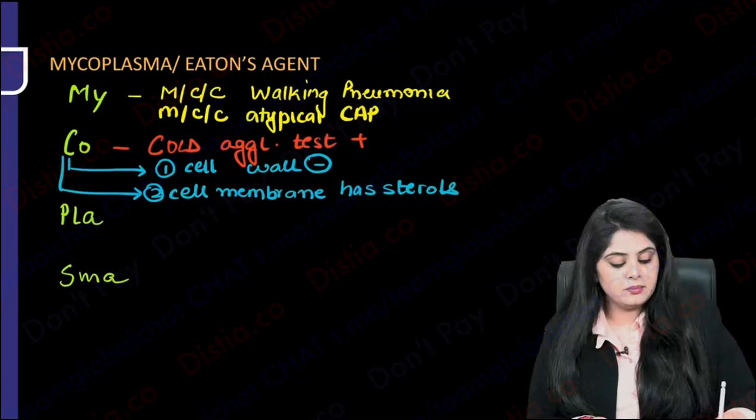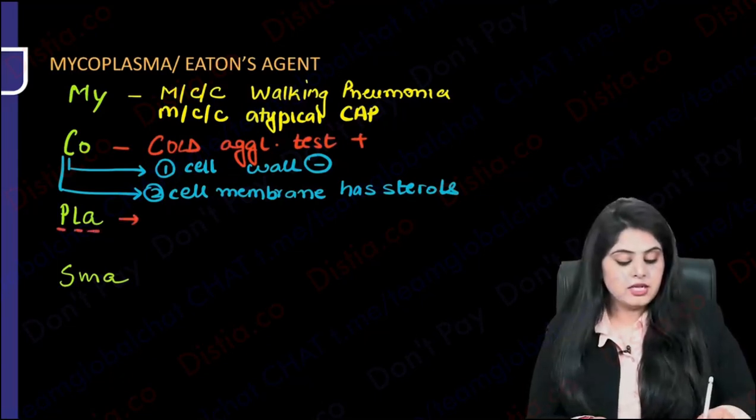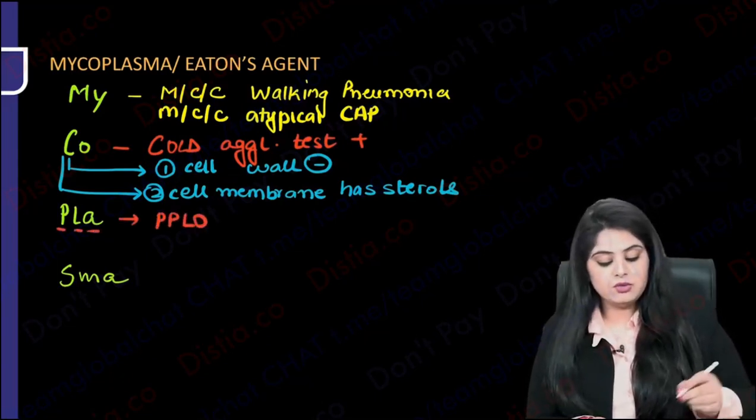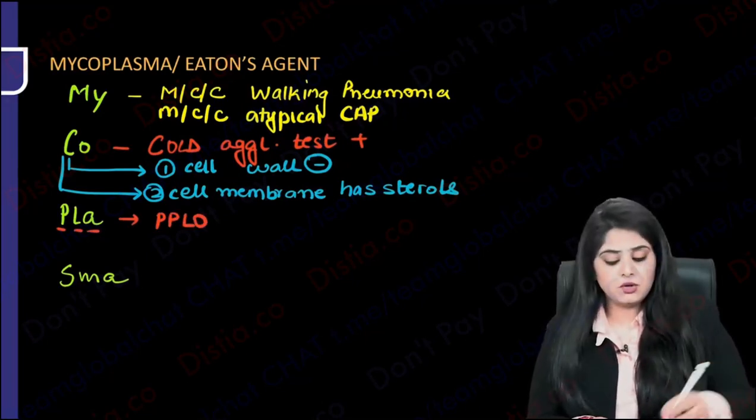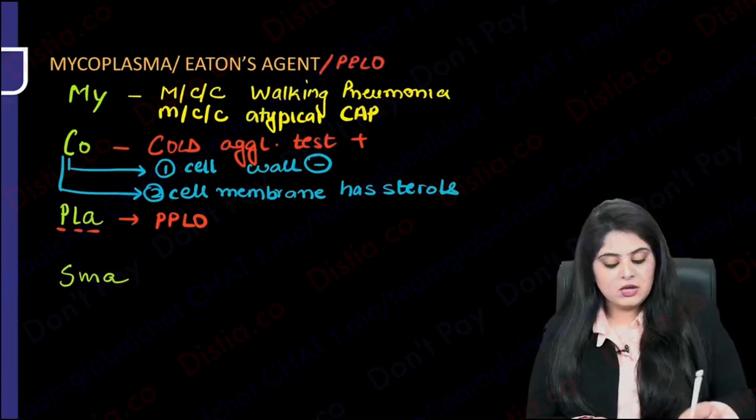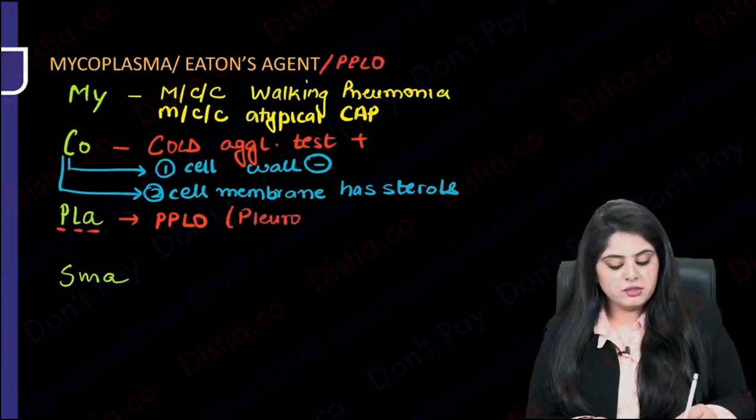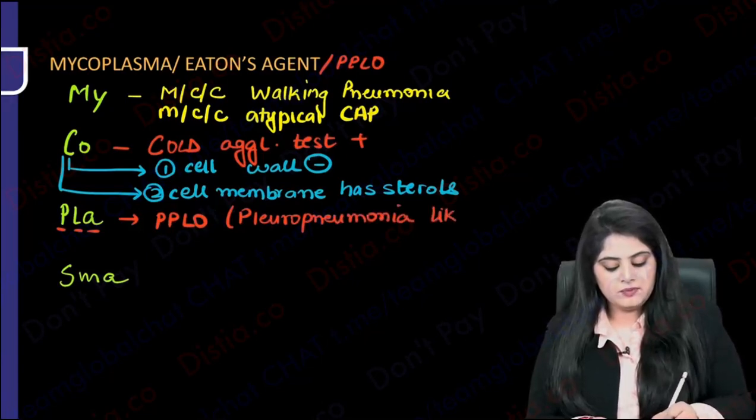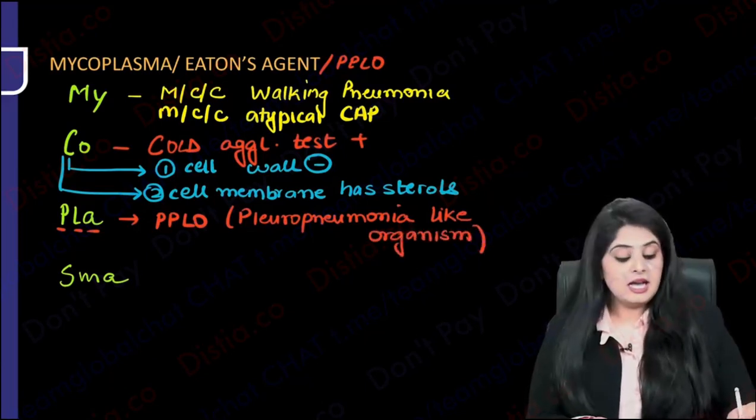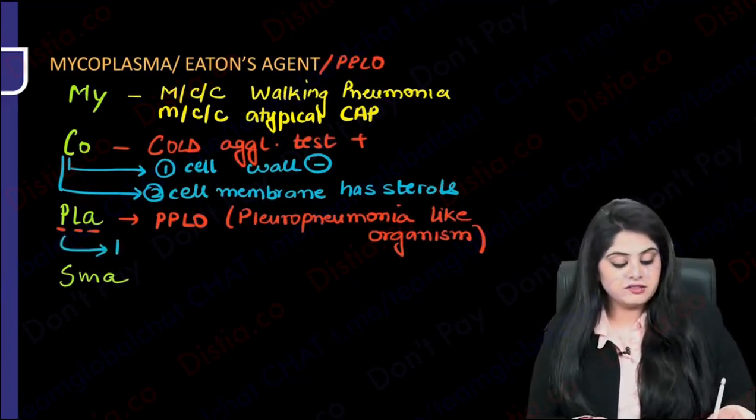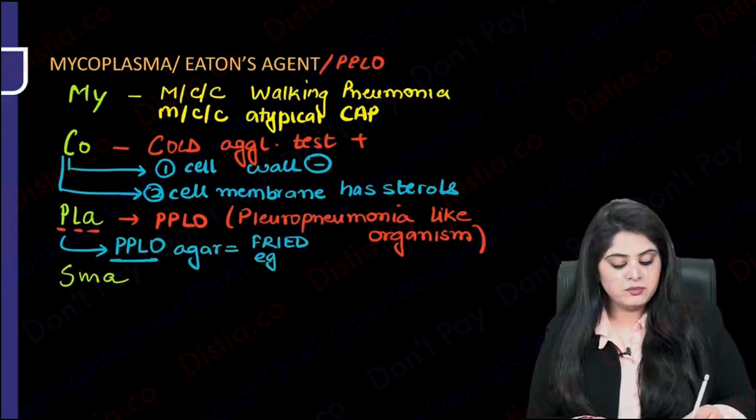Now we come to the next thing, PLA. I'm going to convert it into PPLO, because do you know this is also known as PPLO? This organism is given another name called PPLO. What is PPLO? It is a pleuropneumonia-like organism. That is the reason that now if someone asks you what is the agar, you will say it is grown on a PPLO agar and it shows you the fried egg colonies. So it's a PPLO agar and it shows you fried egg colony.